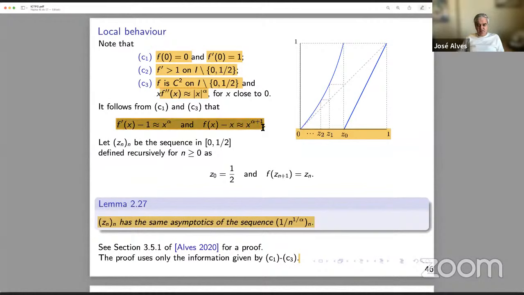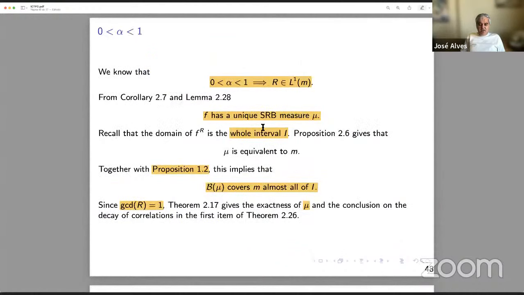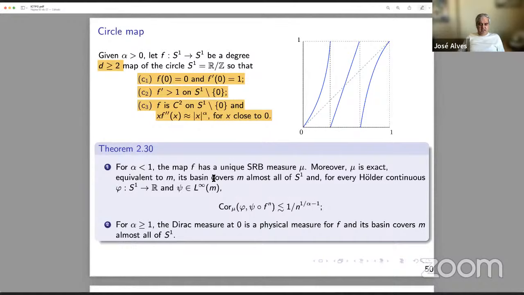So this lemma, Lemma 2.27, works also in the circle case. And so we can prove this result as well. But the advantage in the circle map is that we could induce very easily and obtain a Gibbs Markov map. Here it is not that simple. This is the problem. And so let us see how we can do this in this case.